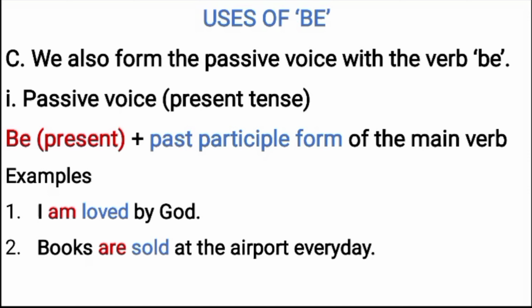Example 2. Books are sold at the airport every day. So we have the present form of the verb be, are, which is in plural form, going with the past participle form of the main verb sold.